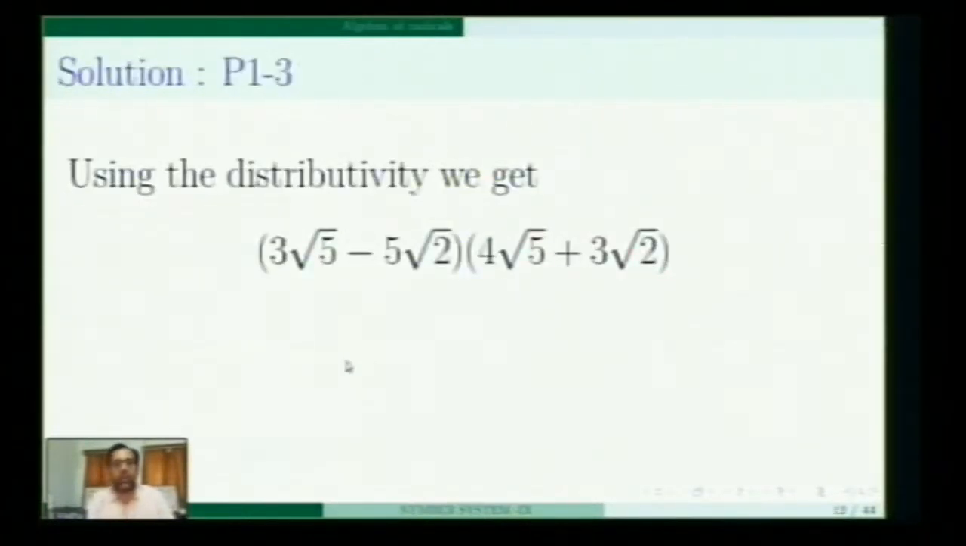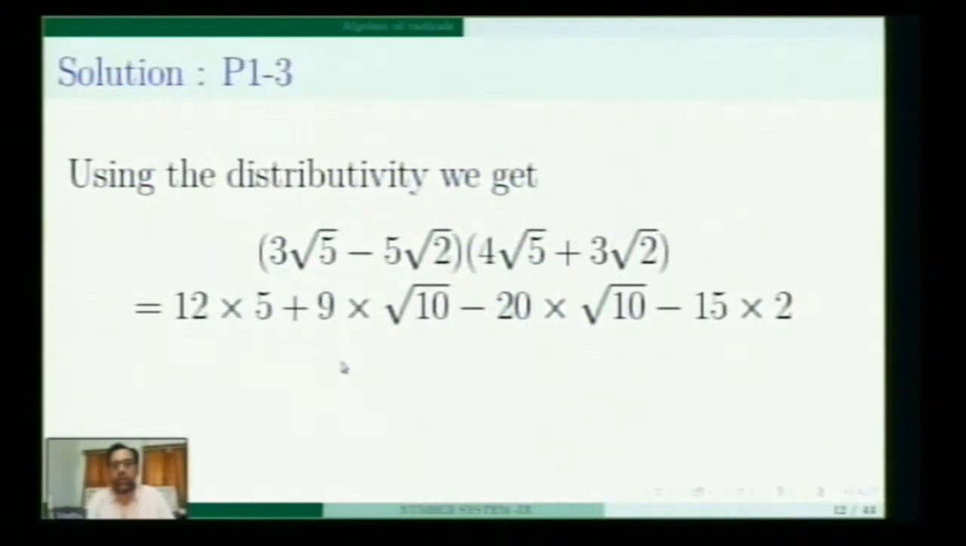So, using distributivity, we are going to get the first term 3 times 4, 12, and root 5 times root 5 is 5 only. Similarly, 3 root 5 and 3 root 2. If you multiply, it will be 9, root 5 into root 2 is root 10. Minus 5 root 2 and 4 root 5 will give you a negative here, and 5 times 4 is 20 and root 10. Last one is minus 15 times 2. So you are going to get this answer as 30 minus 11 root 10.